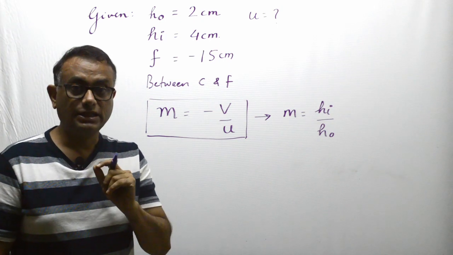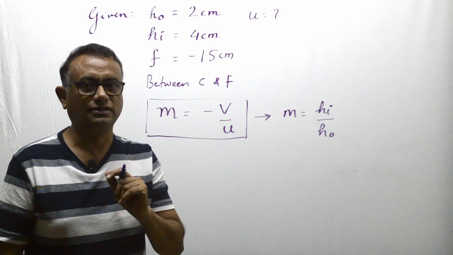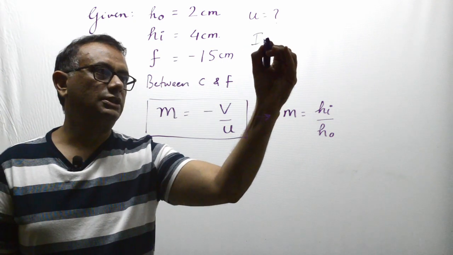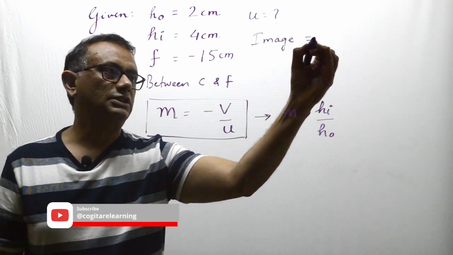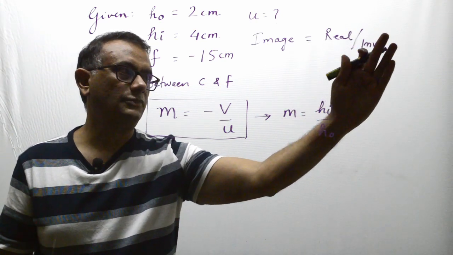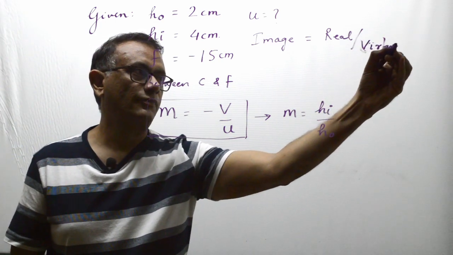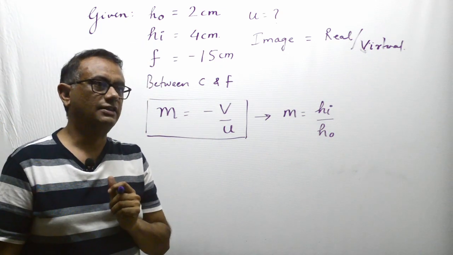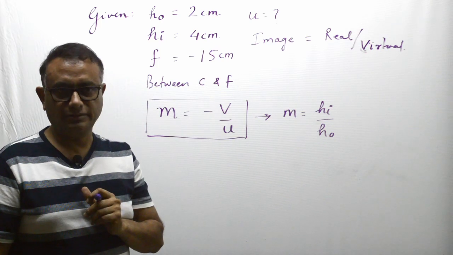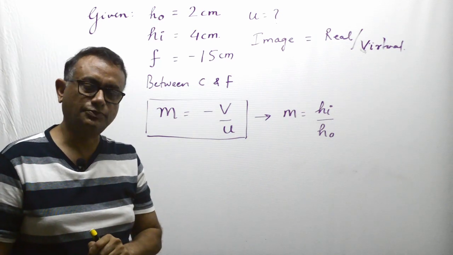Okay. But is this going to be a real image or an inverted image? So that's the question that we need to address up front. Okay. So what is going to be the image type? Is it real or is it inverted? Real or virtual? Now, is there anything that is given in the question that will help us to answer that? Because unless we know the type of image, we cannot find out whether magnification is positive or negative.